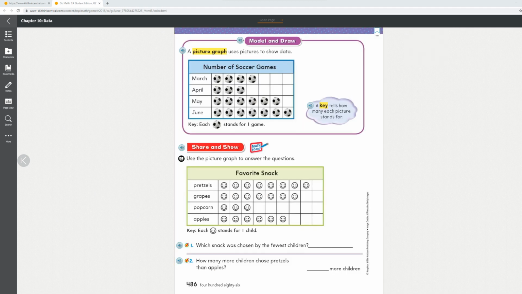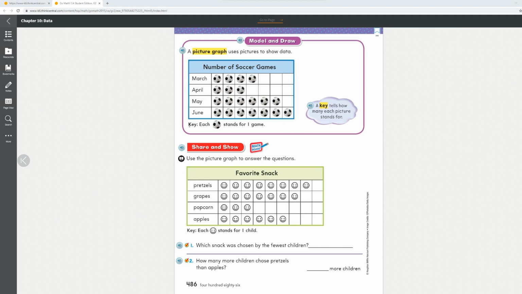Students, we are now on page 486. Model and draw. A picture graph uses pictures to show data. So here we have an example of a picture graph. Remember, a picture graph is a graph that shows pictures on it, just like this one with the soccer balls. So this survey was taken for the number of soccer games. And each soccer game took place in each month. So we have a category for March, a category for April, one for May, and one for June.